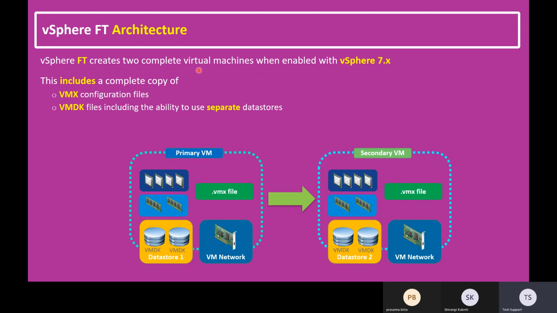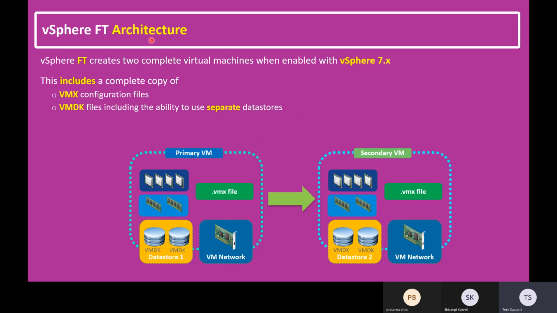vSphere FT creates two complete virtual machines when enabled with vSphere 7. Okay, only when enabled will it create the secondary copy. This includes the complete copy of VMX configuration files and VMDK files, including the ability to use a separate data store. They recommend that if you want to enable FT, we also require separate data stores. So the secondary copy is always placed on the second data store to avoid data store failure issues. The primary virtual machine will be on data store 1, and the secondary virtual machine will be on another data store like data store 2. That is one key point in the architecture.